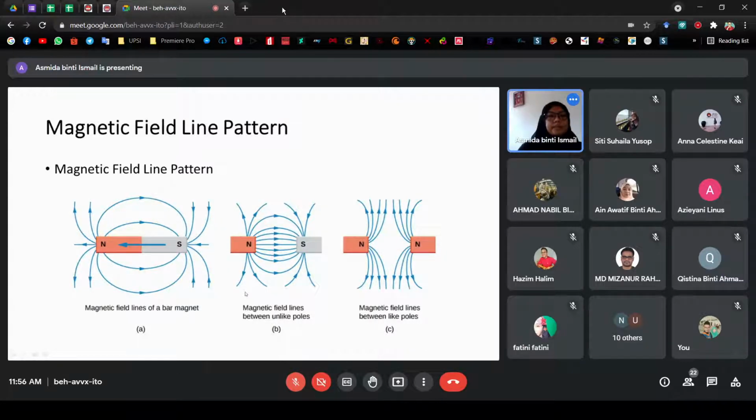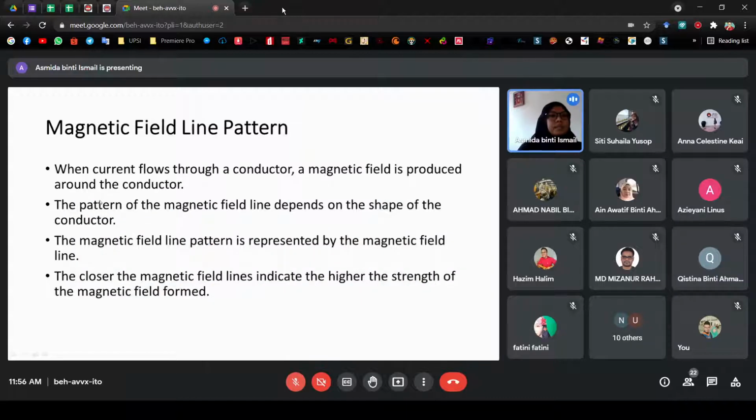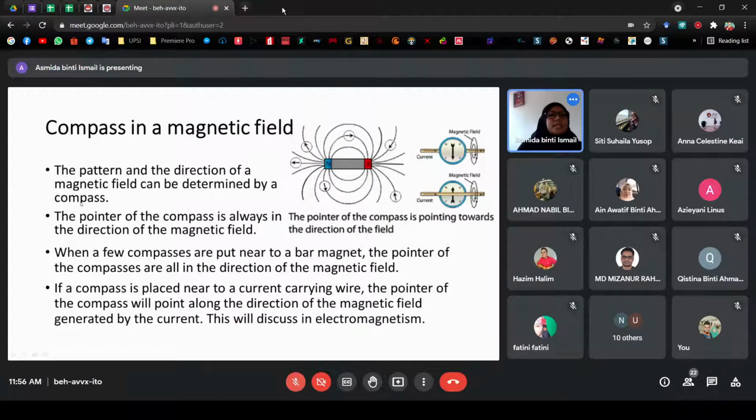Okay, magnetic field line pattern. When current flows through a conductor, a magnetic field is produced around the conductor. The pattern of the magnetic field line depends on the shape of the conductor. The magnetic field line pattern is represented by the magnetic field line. The closer the magnetic field line indicates the higher the strength of the magnetic field. Compass in the magnetic field, the pattern and the direction of the magnetic field can be determined by a compass.